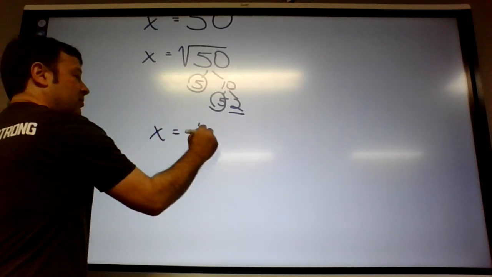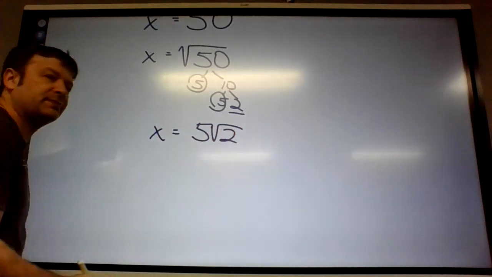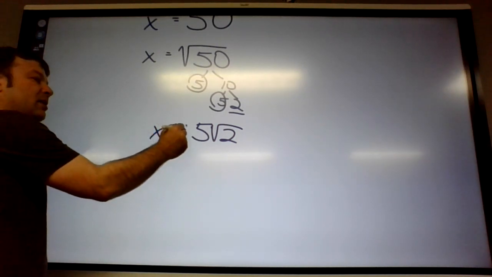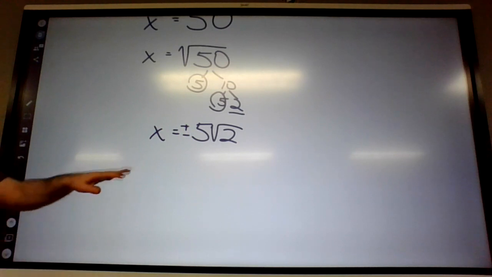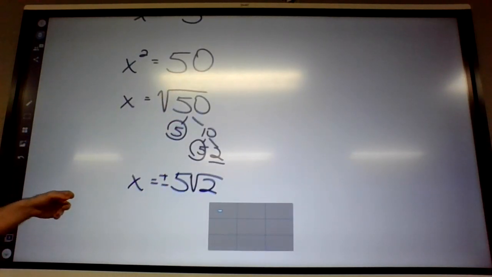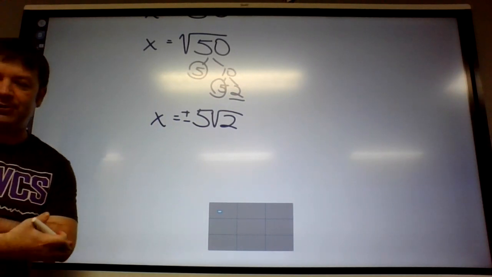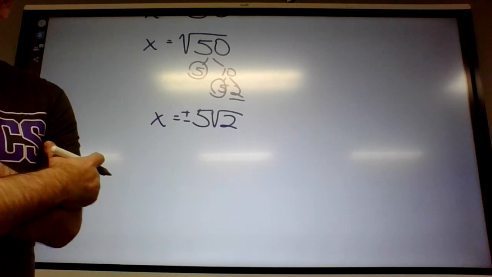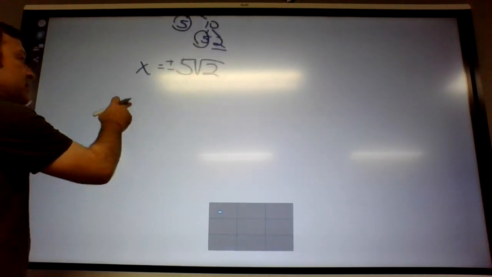Now, what is wrong with this answer? It's not plus or minus. Okay, all of these could be negative. This squared is also going to be 50. So anyway, we got to add the negative on. Anytime you use that square root trick, the negative is going to work as well. All right, this should get us going.